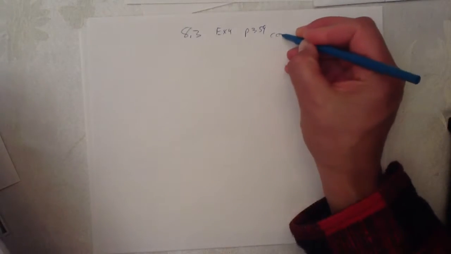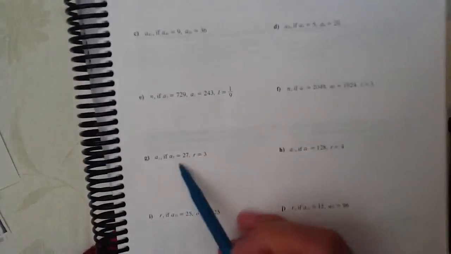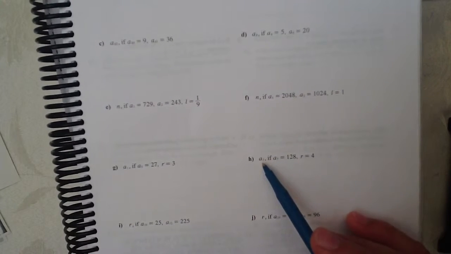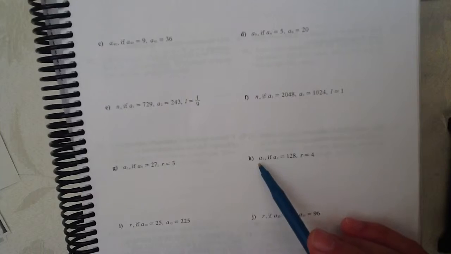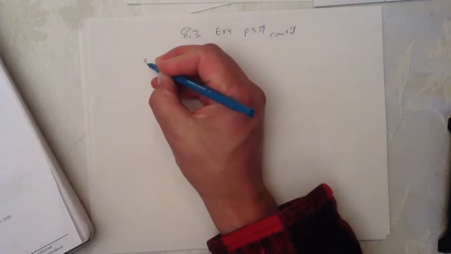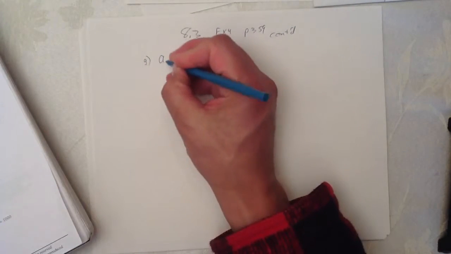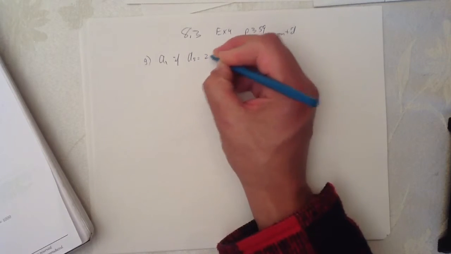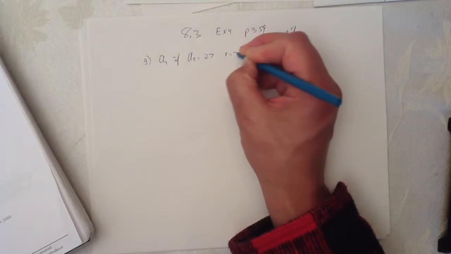Okay, this is continued. And let's see, G is too easy because it gives us A1, and A5 is 27, and R is 3, that's too easy. Okay, this one, they give us A1, they give us, oh wait a minute, we have to figure out A1. Okay, let's do one of G and H because G and H are kind of the same. Let's do G. They say find A1 if A5 equals 27 and R equals 3.